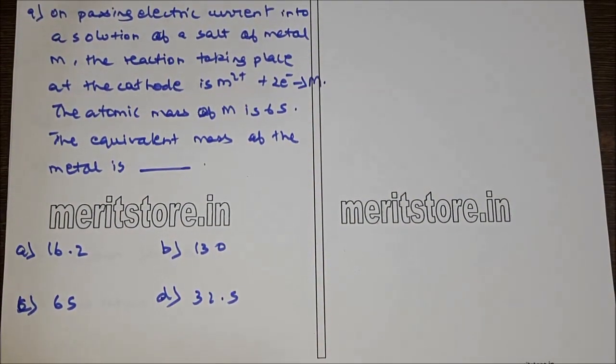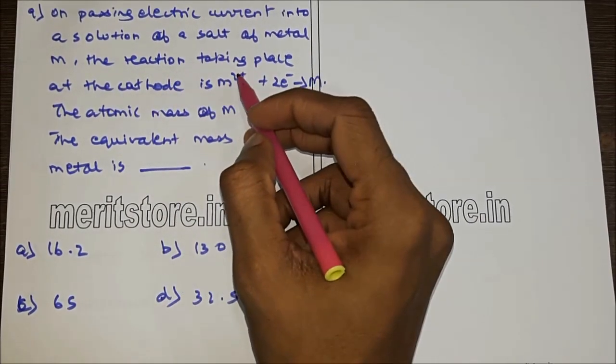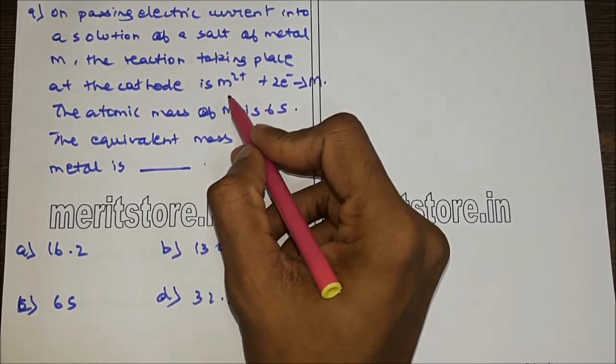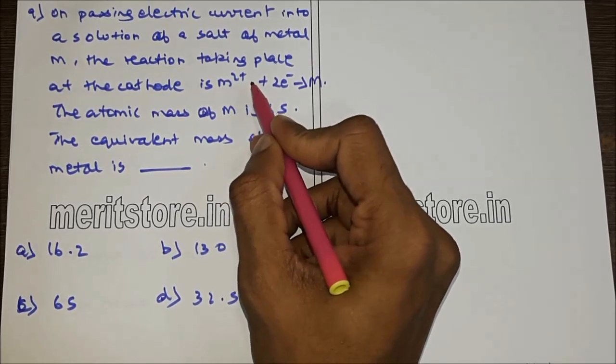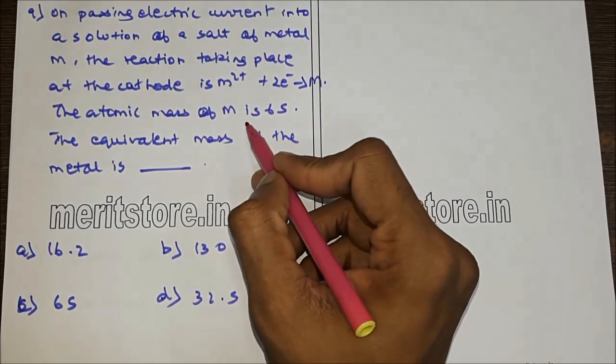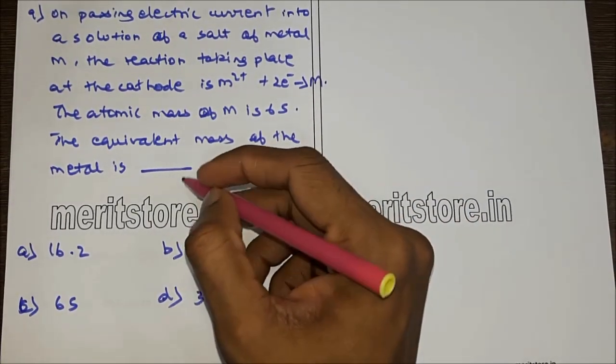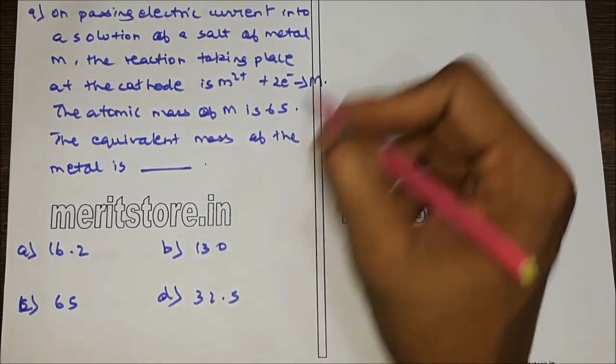Question 9. On passing electric current into a solution of a salt of a metal M, the reaction taking place at the cathode is M2+ plus 2e⁻, which gives us M. The atomic mass of M is 65. The equivalent mass of the metal is given as, we are given four options.